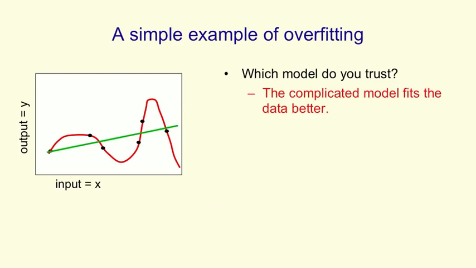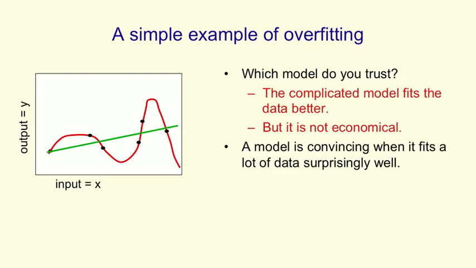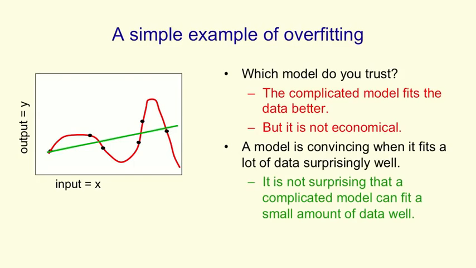The complicated model certainly fits the data much better, but it's not economical. For a model to be convincing, what you want it to do is be a simple model that explains a lot of data surprisingly well. And the polynomial doesn't do that. It explains these 6 data points, but it's got 6 degrees of freedom, so wherever these data points were, it would be able to explain them. We're not surprised that a model this complicated can fit that data very well, and it doesn't convince us that this is a good model.